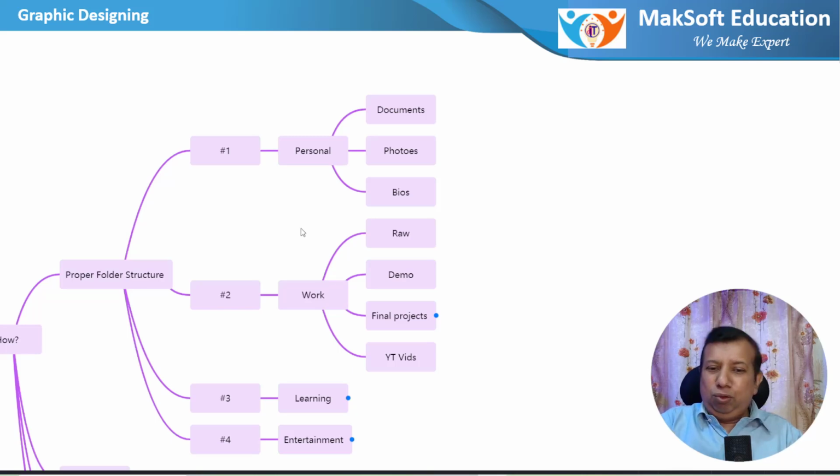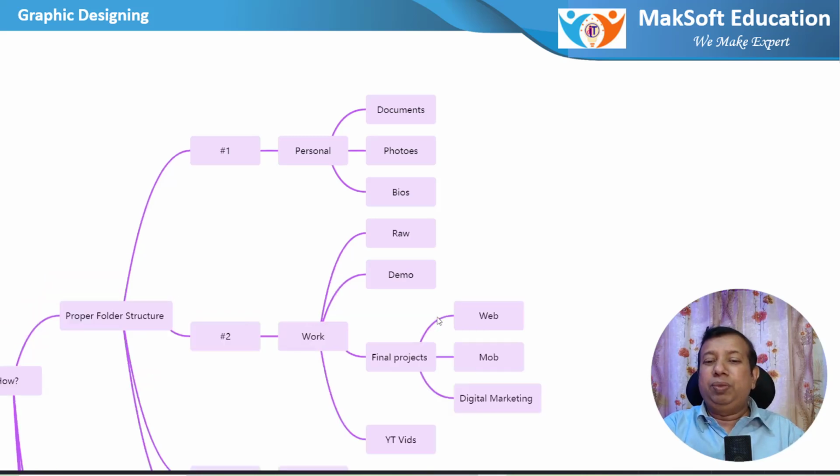Now, the third folder that I'm going to create is final projects. In final projects, again, I'm going to keep different types of final projects. Some projects are related to web development, some are related to mobile app development or digital marketing content. Final projects that I'm going to keep in these three folders.